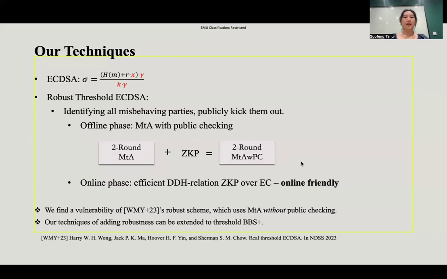In the online phase, we construct an efficient DDH relation zero-knowledge proof over elliptic curves. It's online friendly because it's very fast compared with other operations. It really requires only elliptic curve operations. As another contribution, our techniques of adding robustness can be extended to construct threshold BBS+ with robustness.